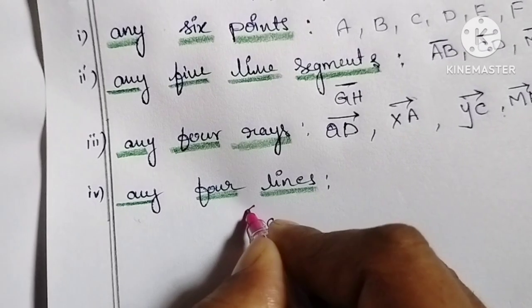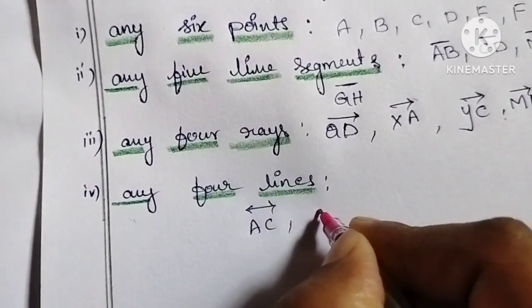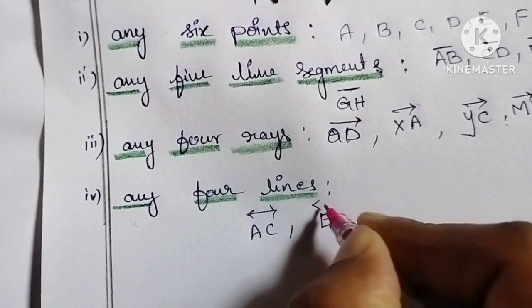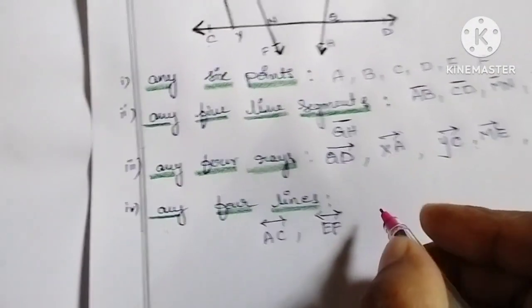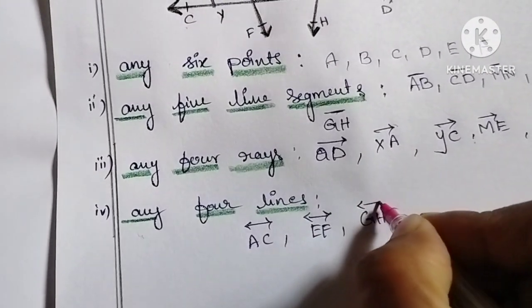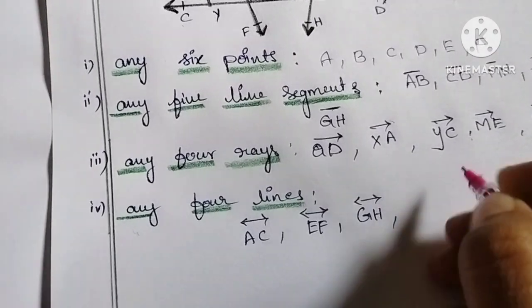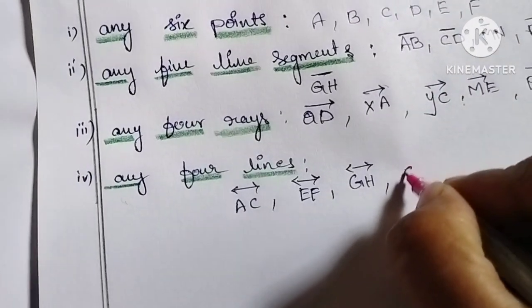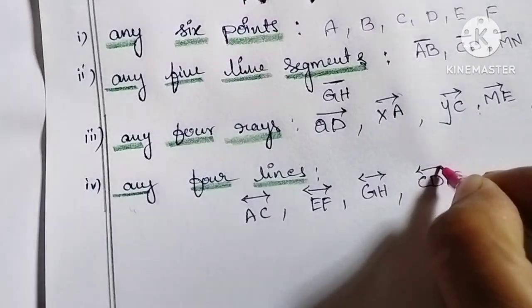AB is one line. EF is one line. GH is one line. CD is also one line.